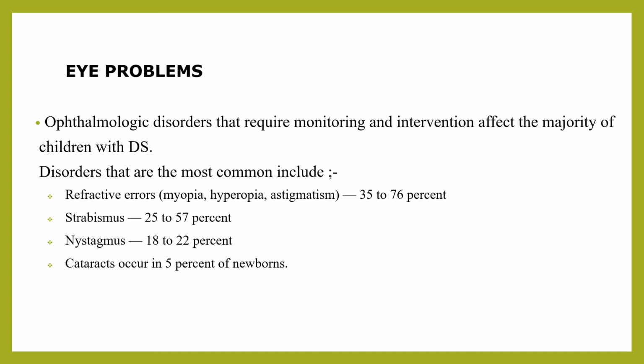The other abnormality is eye abnormality. Ophthalmologic disorders that require monitoring and intervention affect the majority of children with Down syndrome. The most common include refractive errors such as myopia, hyperopia, and astigmatism. They are seen in almost 35 to 76% of Down syndrome children. Strabismus and nystagmus are also common. Cataract occurs in around 5% of newborns. Starting in the second decade of life, many individuals develop corneal opacity, and children occasionally develop glaucoma. The frequency of ocular disorder increases with age.